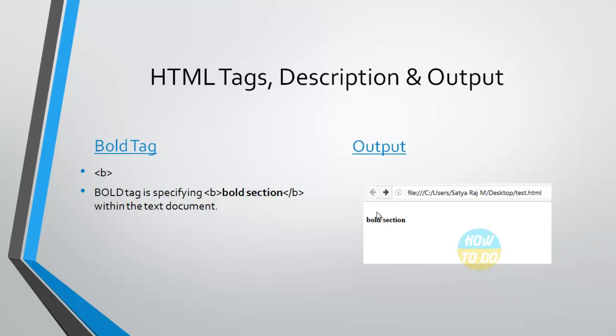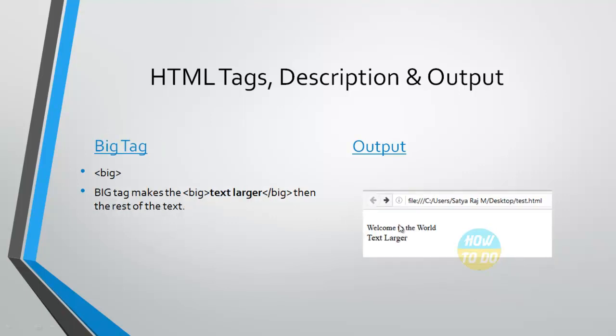Next, we will talk about the bold tag. The syntax for the same would be open bracket b close bracket. You have to give the section or the text which you want to bold and close the bold tag. And the output would be in this way, wherein the text would be highlighted in bold.